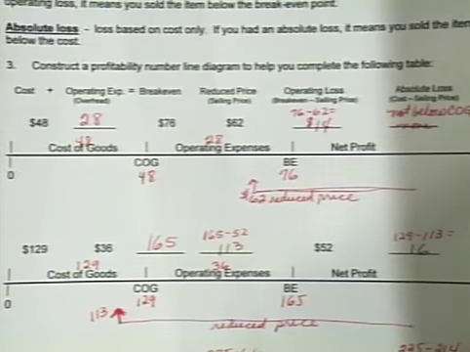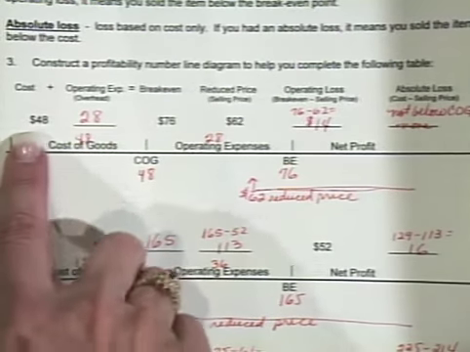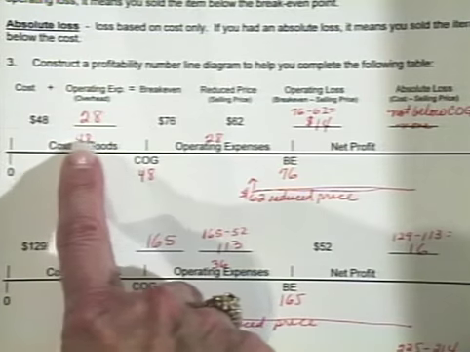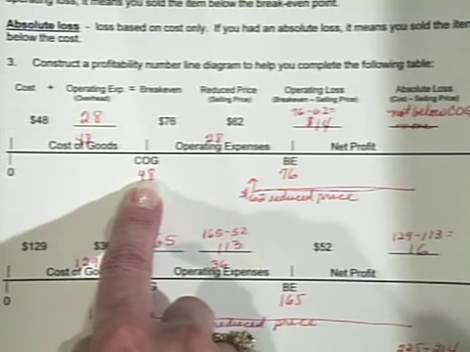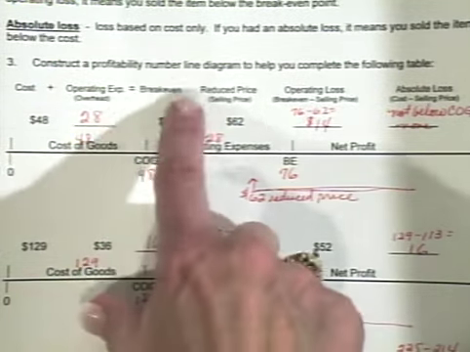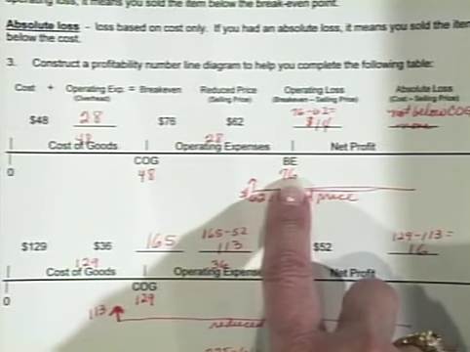So cost of goods is how much? It was given to us as $48. Does everyone see that $48? So I'm going to put cost of goods 48 right here. I was also given the fact that I had a break-even point of $76.